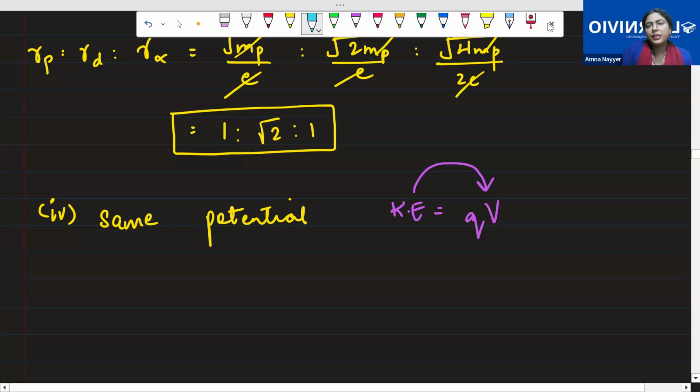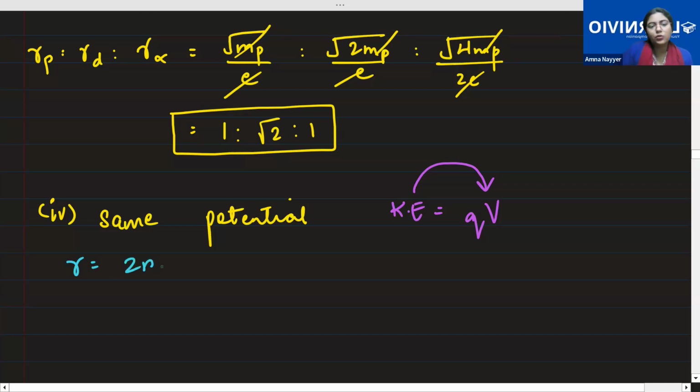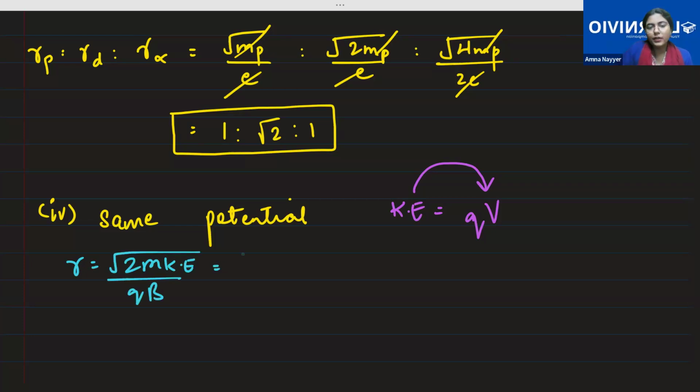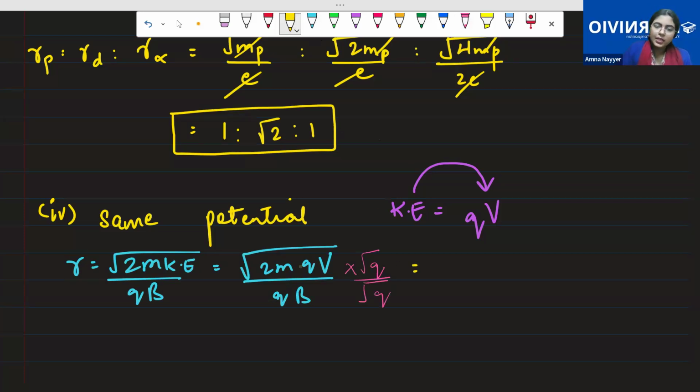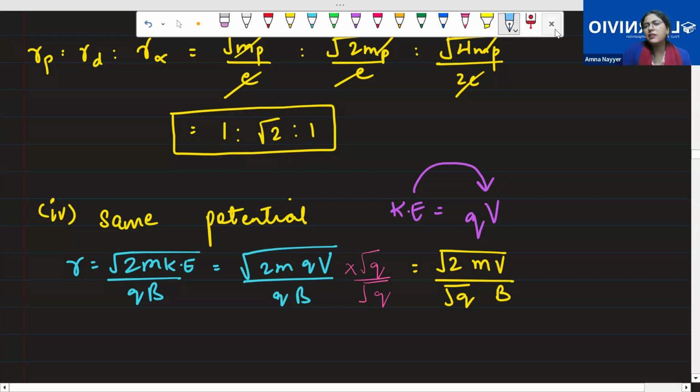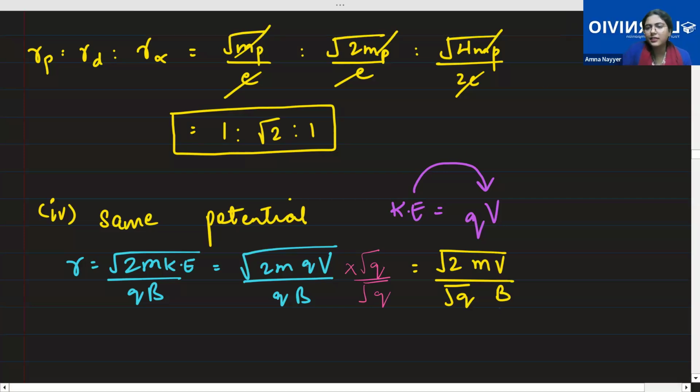So now see, if we put the same thing in the radius formula, R is equal to root of 2m kinetic energy by QB. That will become root of 2mqV by QB. See, the root of q, the charge, is coming double. Let's rationalize it. Let's multiply and divide it by root q. So what will we get? Root q into root q is q. Q will be cancelled. So root of 2mV by root q into B will be left. Now we just have one q to solve. Two q's will confuse us unnecessarily.